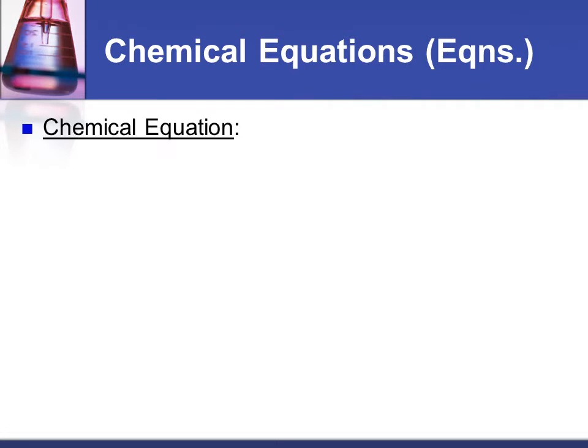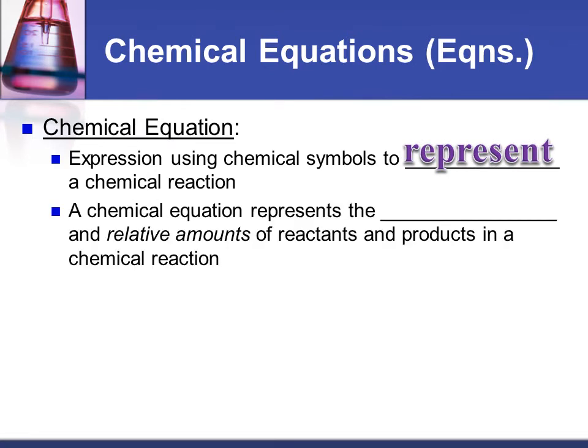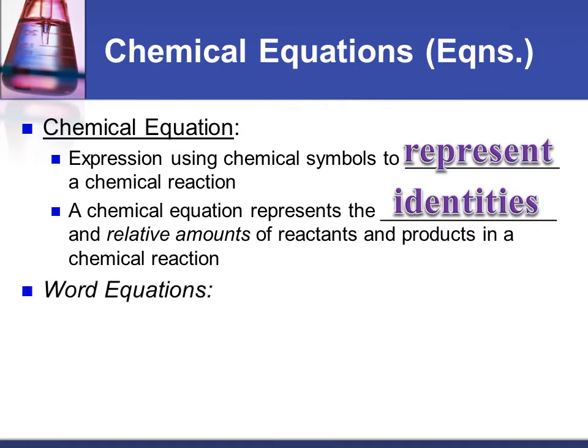Okay, so a chemical equation is just an expression that uses chemical symbols to represent the reaction. So this is just our way of showing what's going on. A chemical equation represents the identities and relative amounts of the reactants and products. So it tells you what is in the reaction and how much of each thing is reacting.